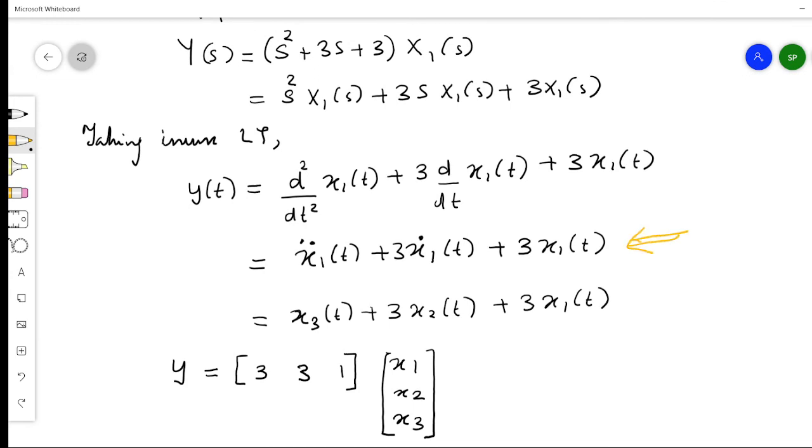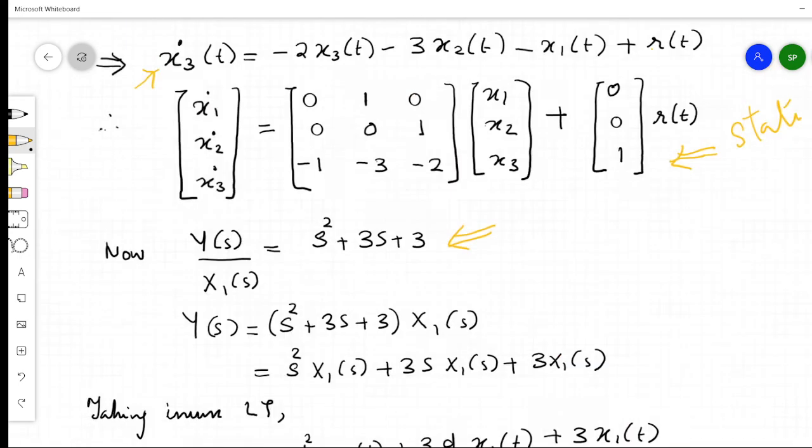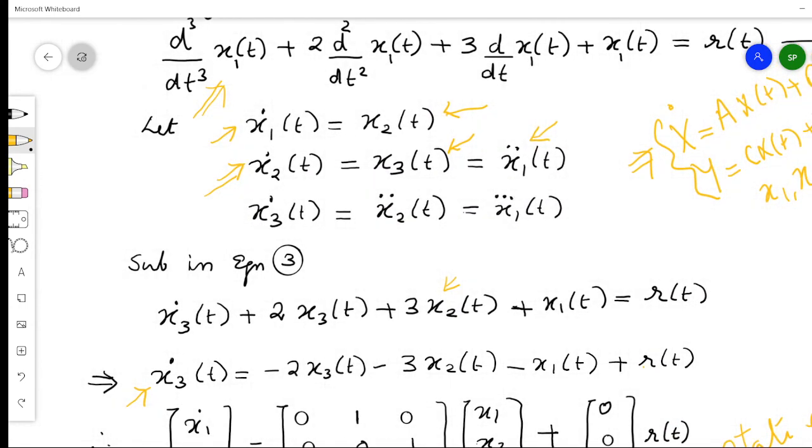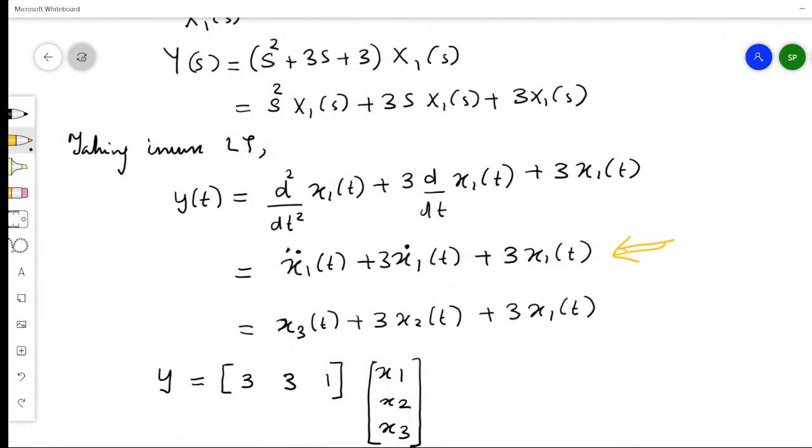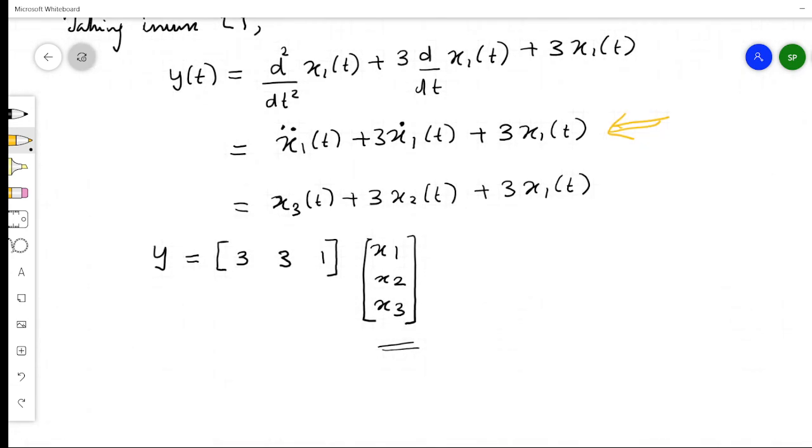Now we know that we can substitute it in terms of state variables. Instead of x1 dot and x1 double dot, we have the variables from this one. x1 dot is nothing but x2 of t. So instead of x1 dot, we can substitute x2, and x1 double dot is x3. So in this equation, we can substitute x1 double dot as x3 and x1 dot as x2. When you substitute this, we get the equation like this: x3 of t plus 3 x2 of t plus 3 x1 of t. So now we can again represent this in the matrix form.